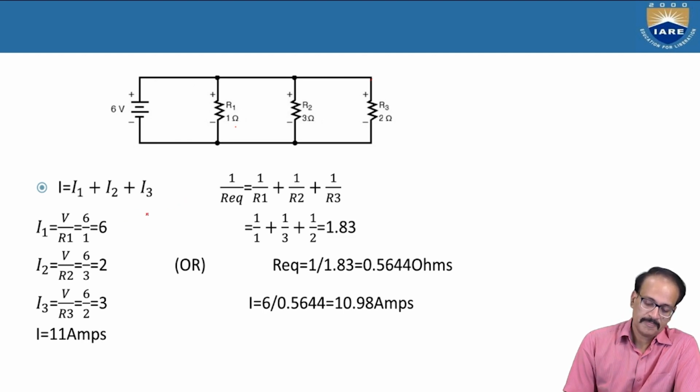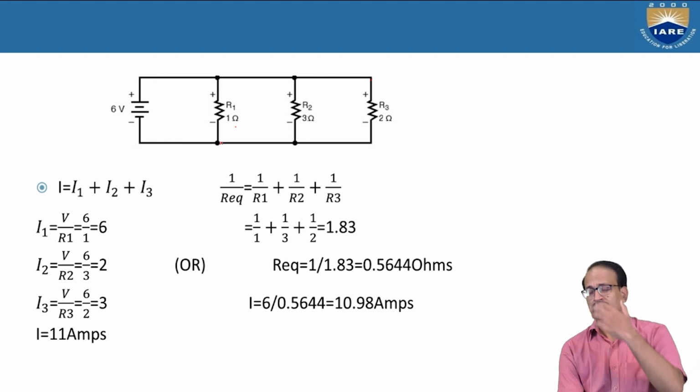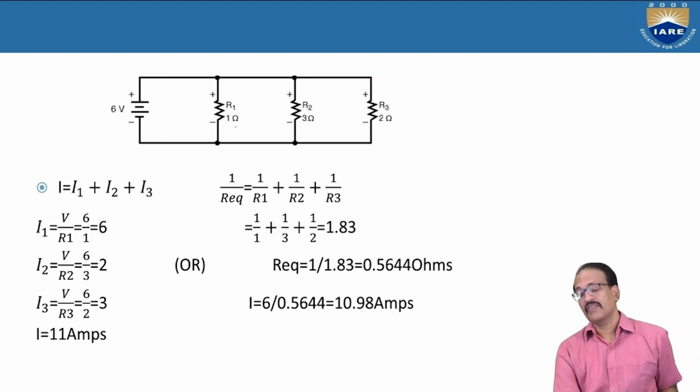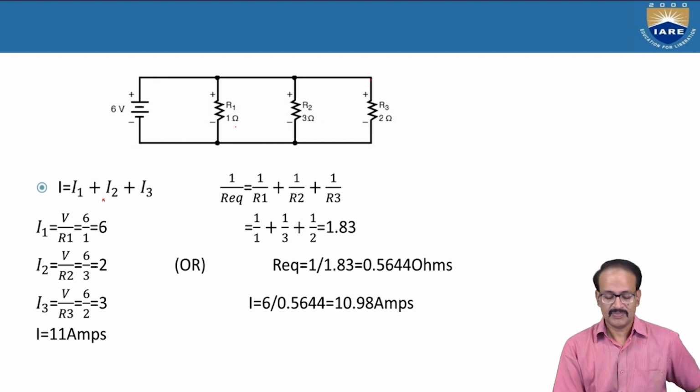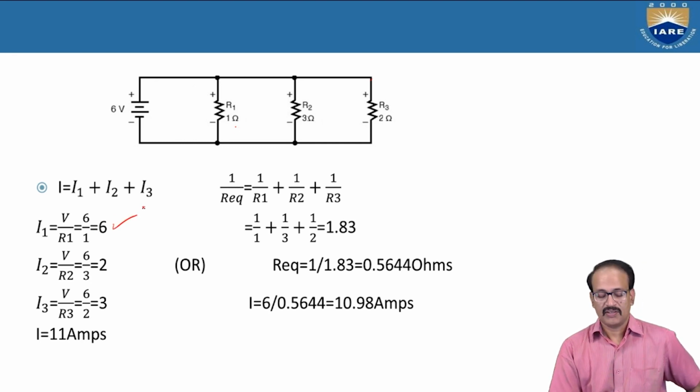Now I know the value of the voltage, so now I have to find I1. I1 is equal to voltage divided by R1. In a parallel circuit, the voltage is the same, but it acts as a current divider. So the current will vary, the voltage will be the same: 6 volts by R1. R1 is 1, so 6 by 1, that is 6 amperes.